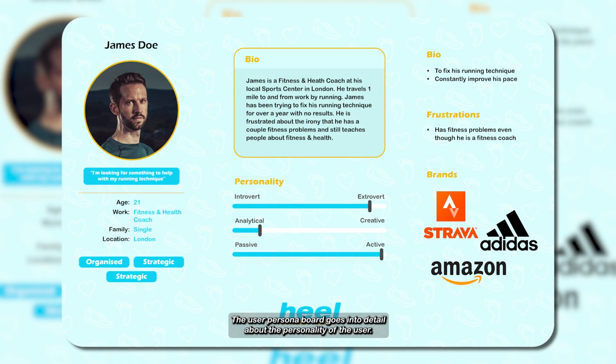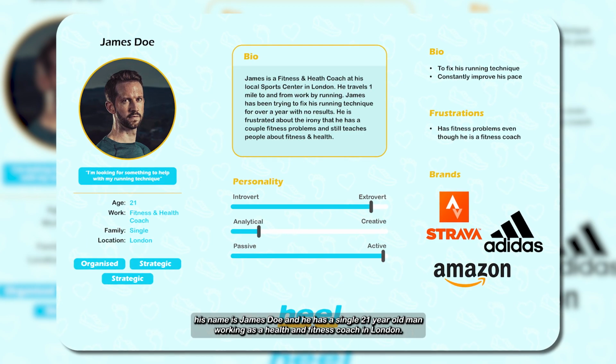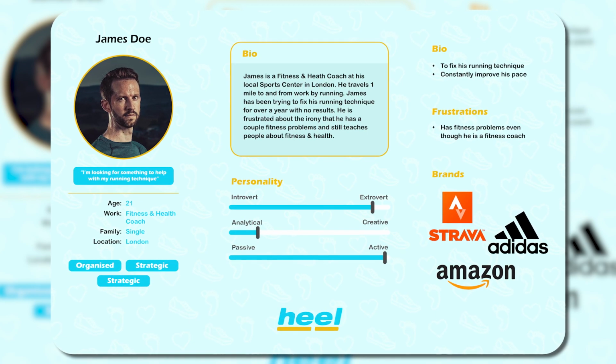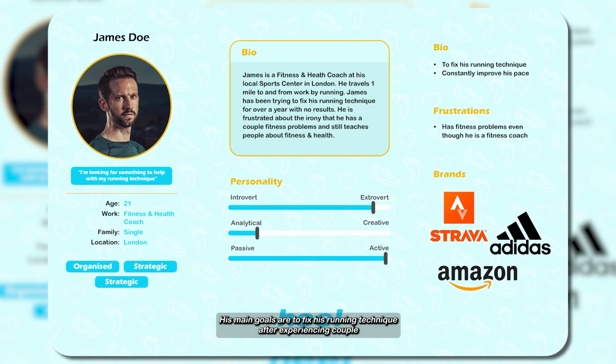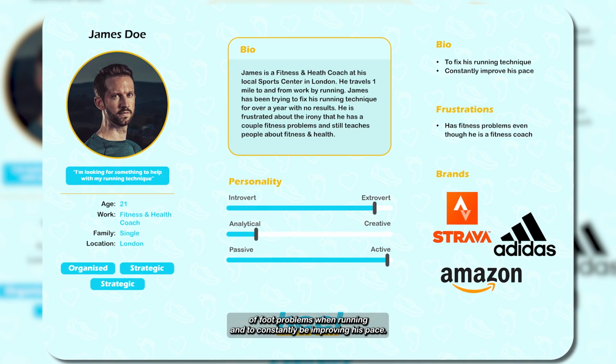The user persona board goes into detail about the personality of the user. His name is James Doe and he is a single 21-year-old man working as a health and fitness coach in London. His main goals are to fix his running technique after experiencing a couple of foot problems when running and to constantly be improving his pace.